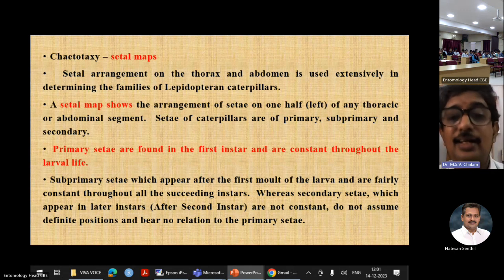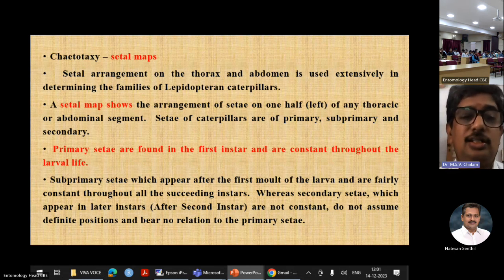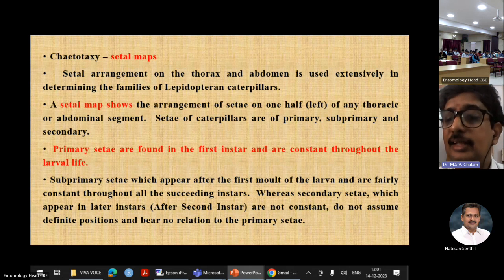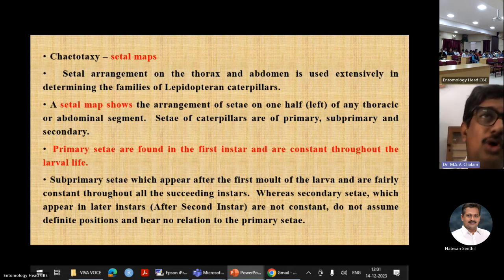Next, the secondary setae generally appear only after the second instar, mainly during the third instar, and their position is not constant and they bear no significance in chaetotaxy.